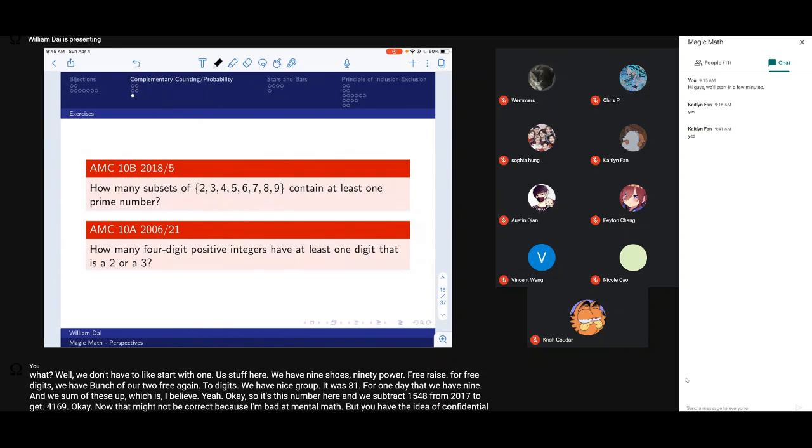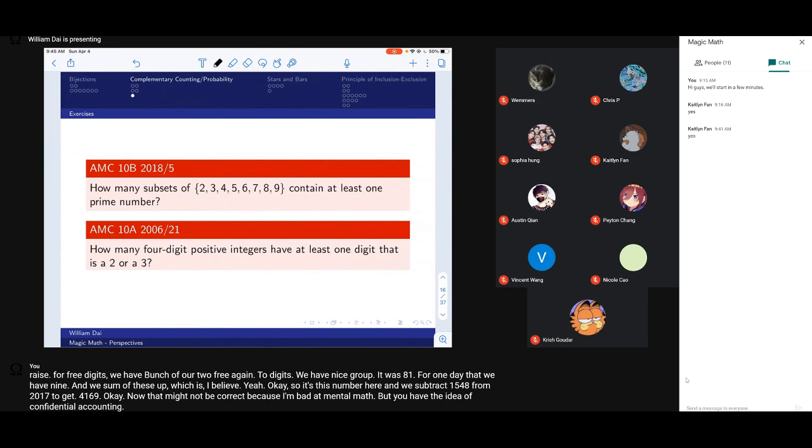you have the idea of complementary counting. So, okay, here are some exercises for you to do. I'll give you about 5 minutes to do these 2 exercises because we're kind of behind on time.